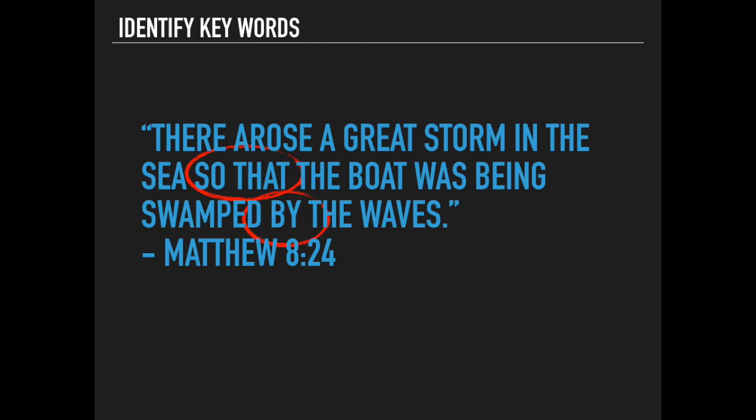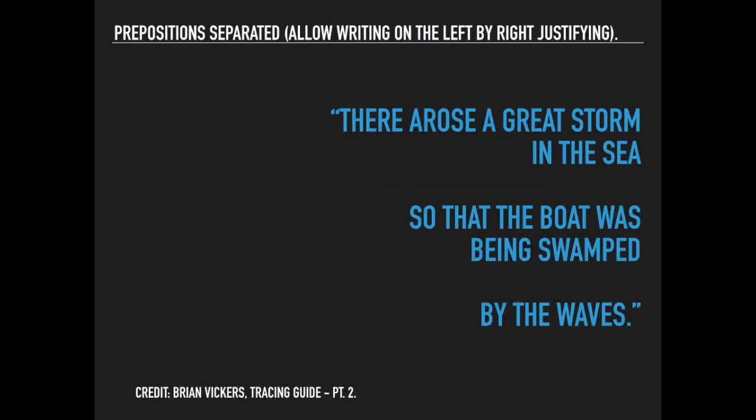by the waves. By the waves tells us the manner in which the boat was being swamped. So we have three different propositions. There arose a great storm in the sea, so that the boat was being swamped by the waves. So we want to do our small things first and then work outward. So we see right here in proposition 2 and 3, so that the boat was being swamped. How was it being swamped? By the waves. That was the action, being swamped. The manner it was being swamped by was by the waves.